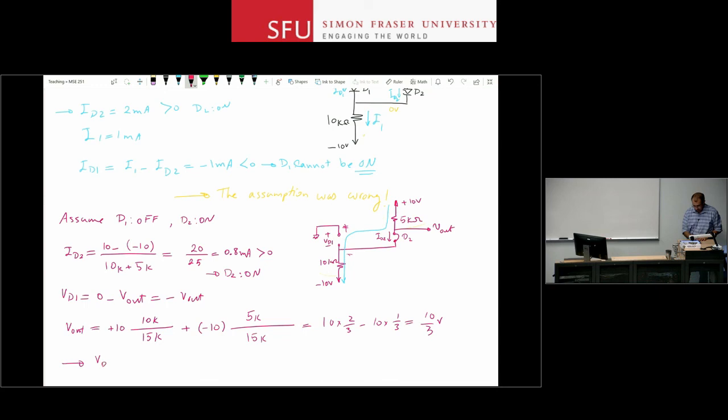Therefore, VD1 that I already have from up there is going to be minus V out, and is minus 10 over 3 volts. That is less than 0, which is consistent with our assumption that D1 was off. If D1 is off, the voltage drop across it has to be negative. So D1 is off. Therefore, I have verified my assumption. D2 is on, D1 is off, and these are the same as my assumption here. So fortunately, in this case, I actually made the right assumption, and those should be the values for the output voltage.